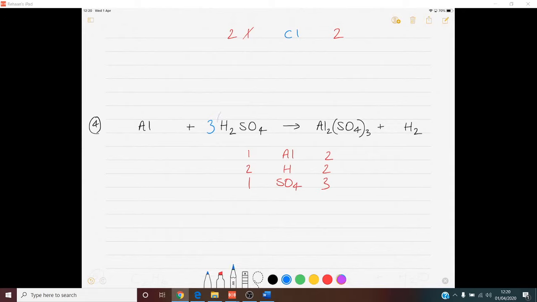Remember, it's like a big bracket. So we've got to multiply everything inside that bracket by 3. That gives you 6 hydrogens, 3 sulfates, or sulfate groups, and that's all done. And then the next thing we can do is have a look at aluminium. There are 2 aluminiums on the right, only 1 on the left. So I'm going to go ahead and chuck a 2 in front of aluminium.